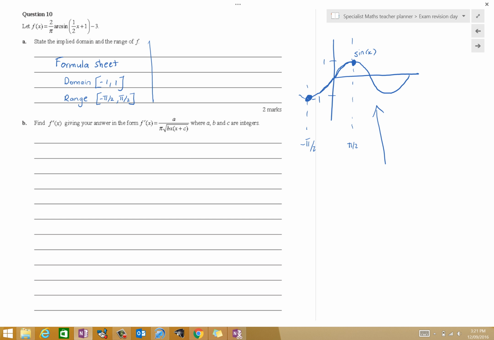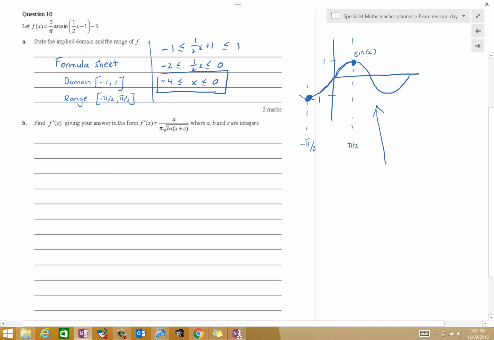From the formula sheet, if we want to work out the domain, we say that the domain is -1 to 1, and the value inside the brackets, a half x plus 1, is in between that. That is your new implied domain, and we need to solve for x. If I subtract 1 from both sides, I've got -2 to a half x and 0, and then I multiply both sides by 2, I've got -4 to 0. There you go, I've got my domain.